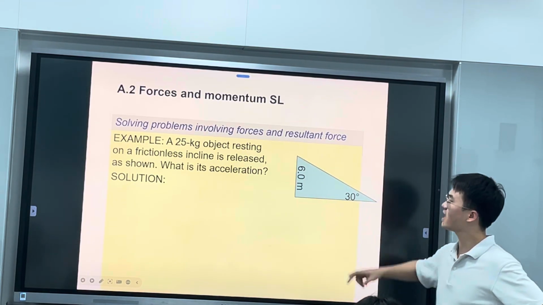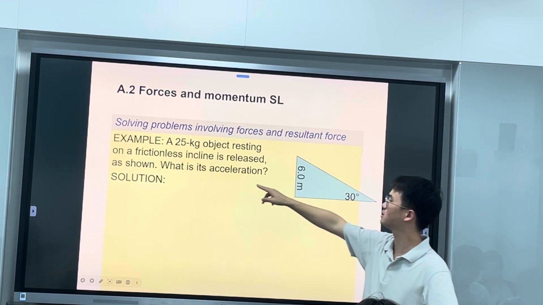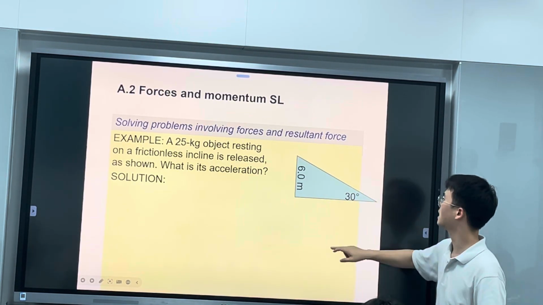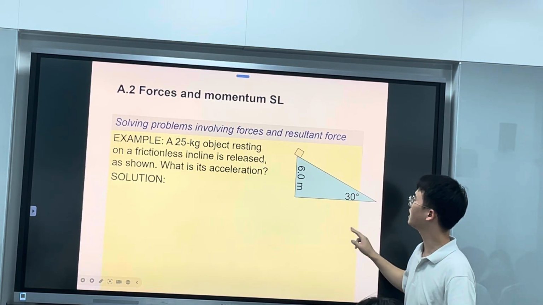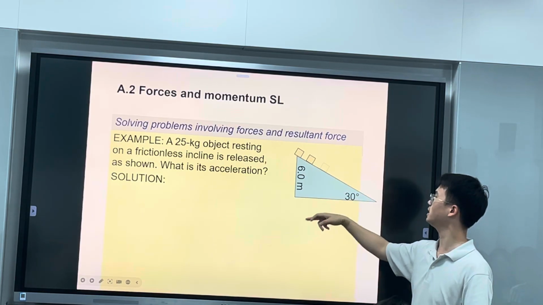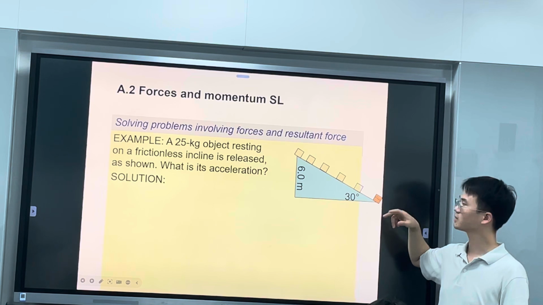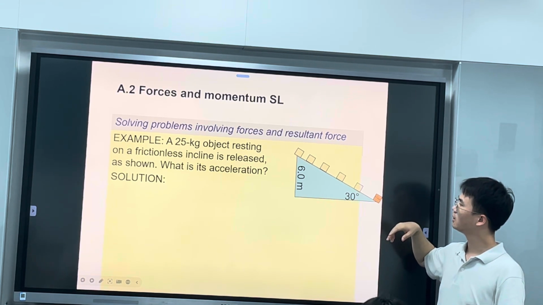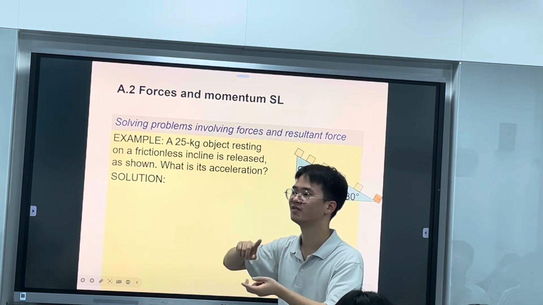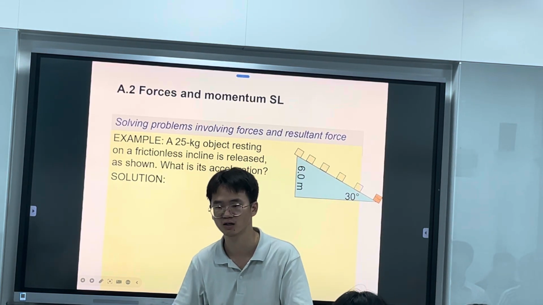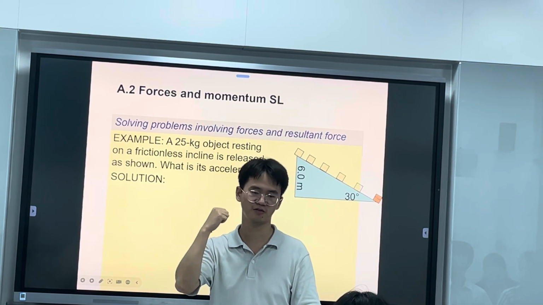So, a 25 kg object resting on a frictionless incline is released. What is its acceleration? Now, as we look through the things here, when it's released, it's released like that. Since we don't know anything about time or velocity, which means we cannot use the kinematic equations to solve it, the only way to solve it is to do a free body diagram.